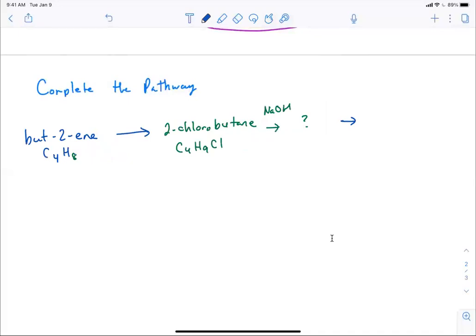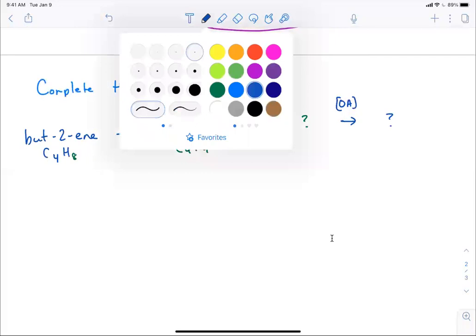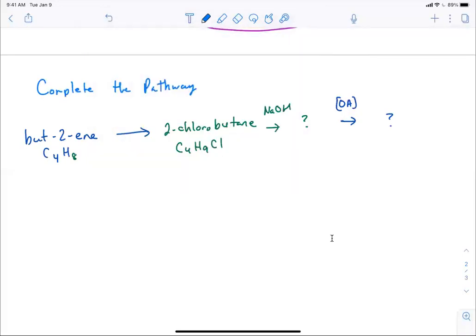And then you add an oxidizing agent to that product. Okay. This is a lot of pathway stuff. This is a lot of you figure out applying those organic chemistry reactions.